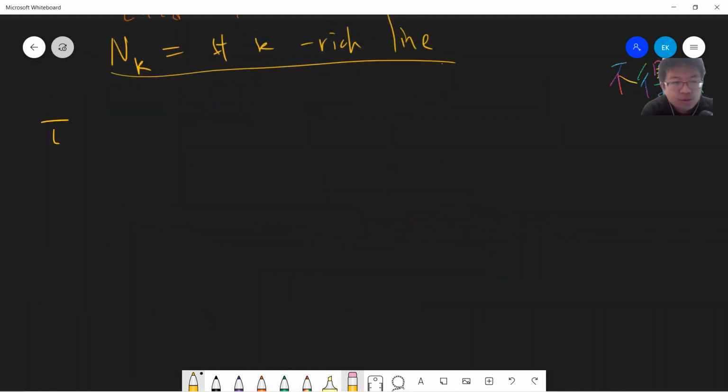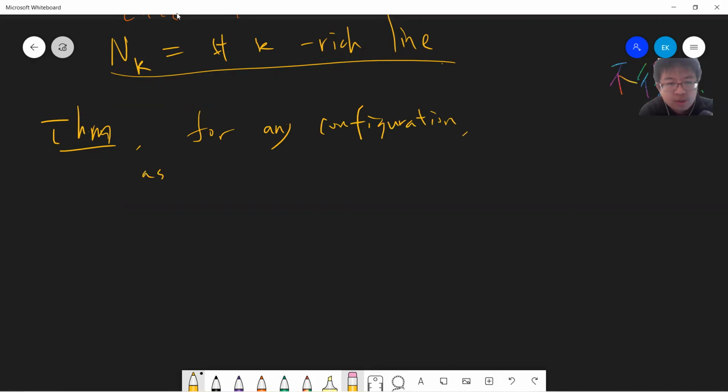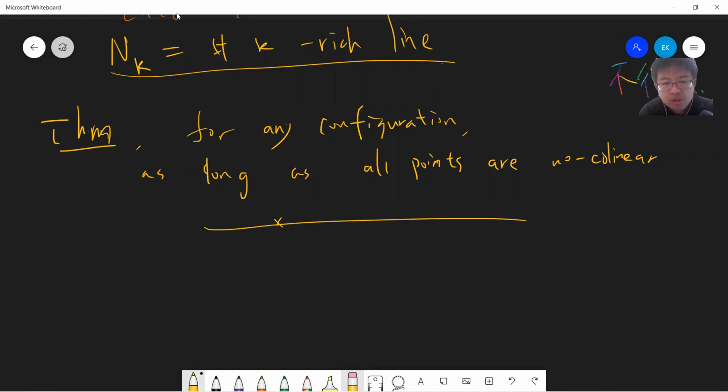Now this theorem is interesting. This theorem says that for any configuration, as long as all points are not collinear, so the points are not all lying on the same line, there is a 2-rich line, which people usually call an ordinary line. So n_2 is greater than or equal to 1.